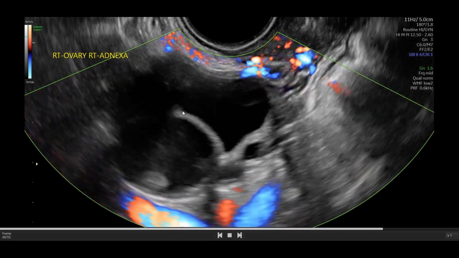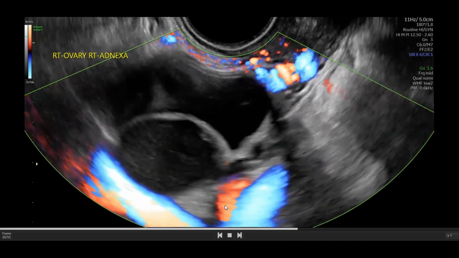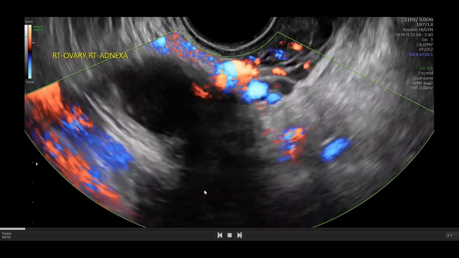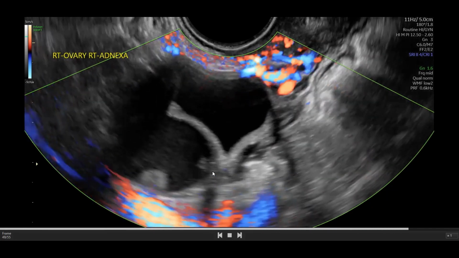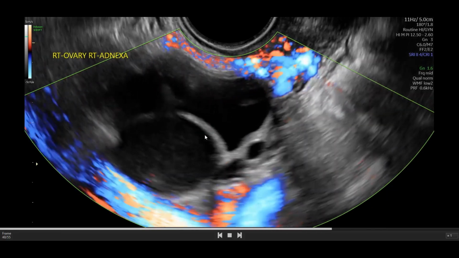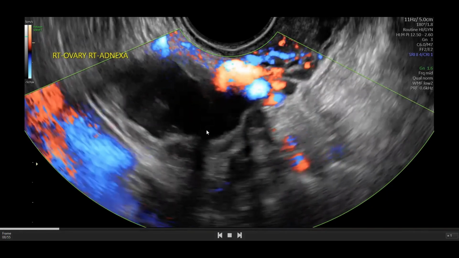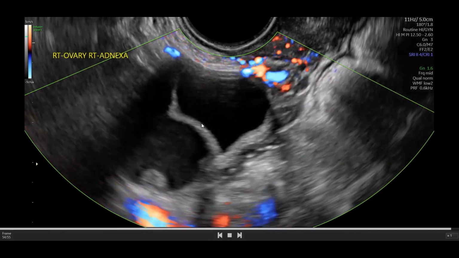In terms of vascularity, as we're scanning through this, not really much. IOTA score 1 for me so far. IOTA is the International Ovarian Tumor Analysis Group. The scoring system is really not so helpful for adnexa, but it is helpful for simple rules.